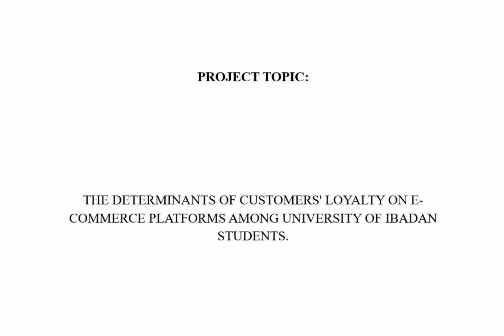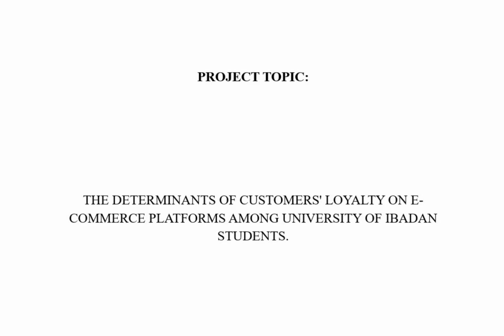But let's move on. So the title of this topic is the determinants of customer loyalties on e-commerce platform among University of Ibadan students. Now, there are some important things you need to know from your topic before you construct or you build anything on your chapter 1 project. First, identify your dependent and independent variable. Like look at the topic, look at the title, identify your dependent and independent variable.